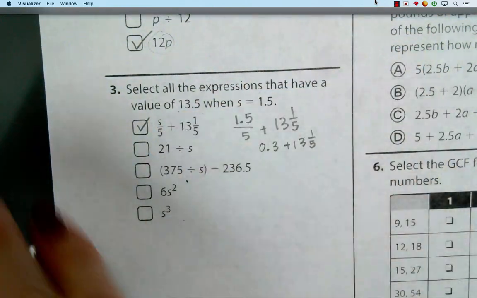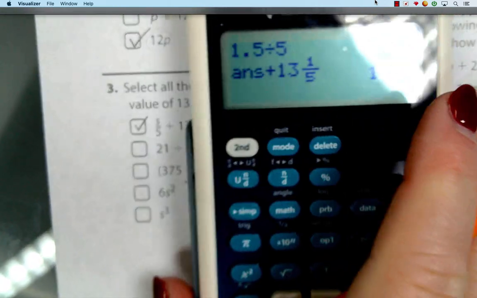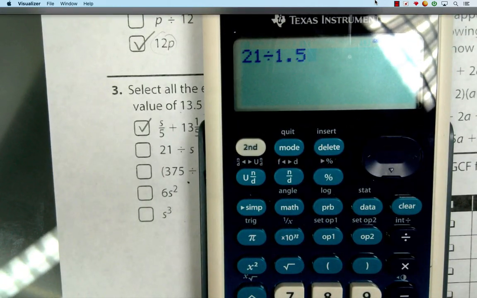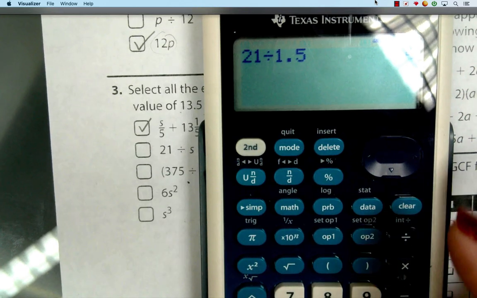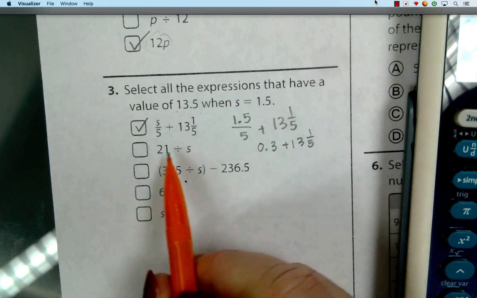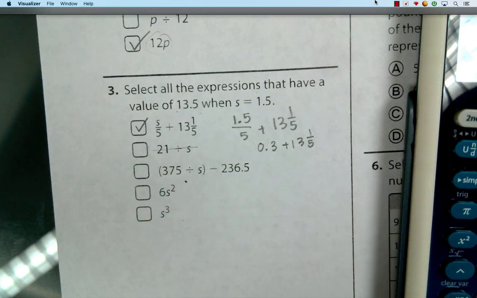Then I have 21 divided by 1.5. So now I'm going to type 21 divided by 1.5. This one you don't have to write it down on paper. And you get 14. Well, that's not equivalent to 13 and 1/2. So we're going to say no. I'm just going to lightly cross it out.